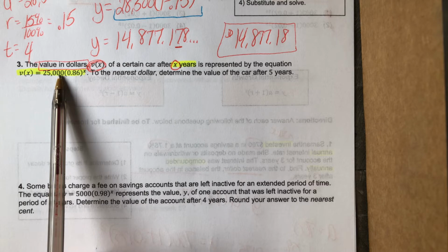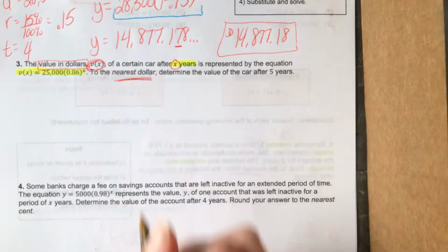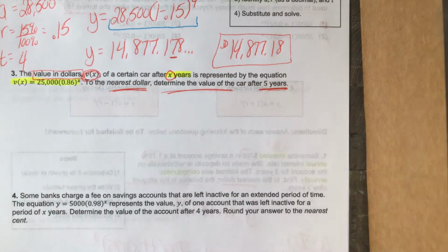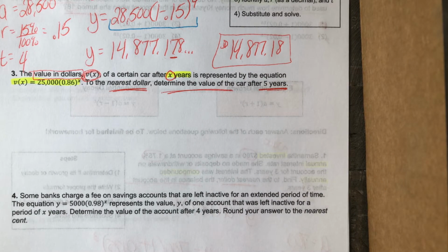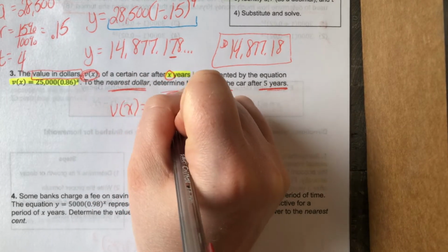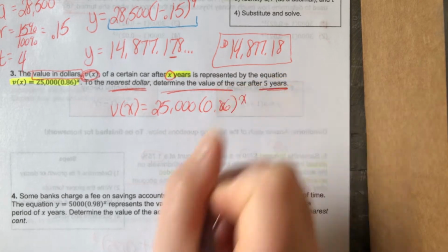I'm looking at it. So I just have to figure out what the question is asking me and then take it from there. So they want to know to the nearest dollar, what's going to be the value of the car after 5 years? So I just want to see, well, here's my formula. So let me rewrite it. V of x equals 25,000 times 0.86 to the x.